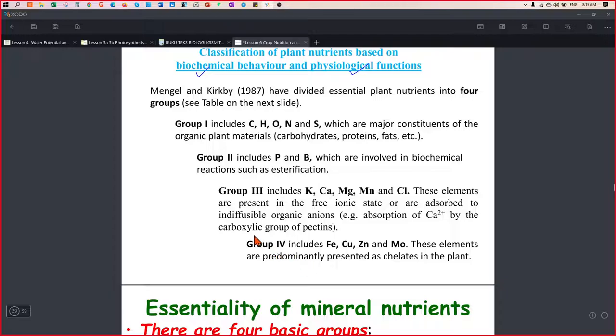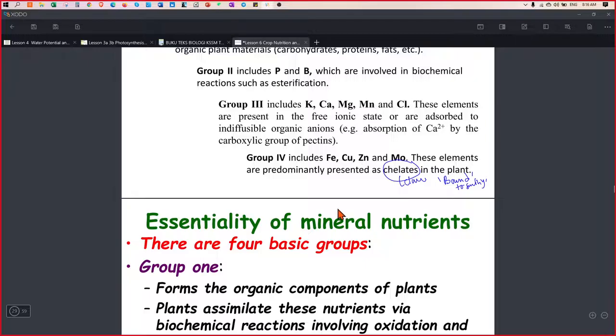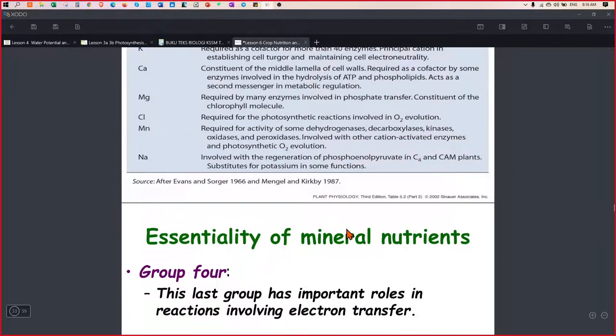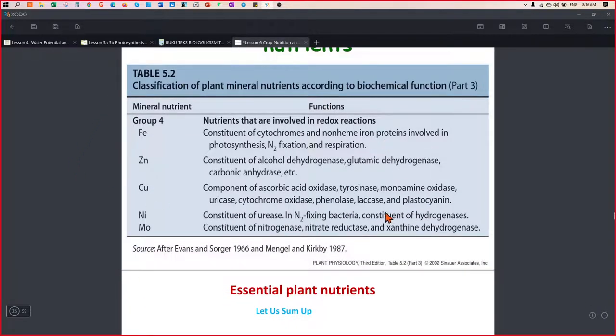Okay, and finally for group number four, these are the elements presented in chelates. Chelate comes from the word claw. They are bound to something, meaning that they are not present on their own, but rather chelated, or clawed, to another substance. Right, so much of these are actually involved in enzyme reactions.